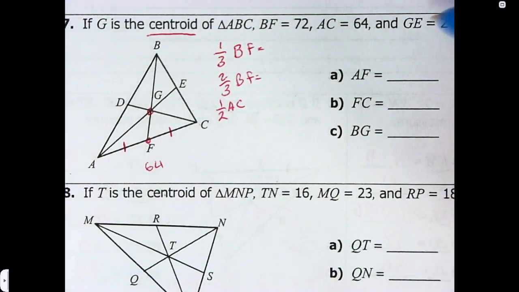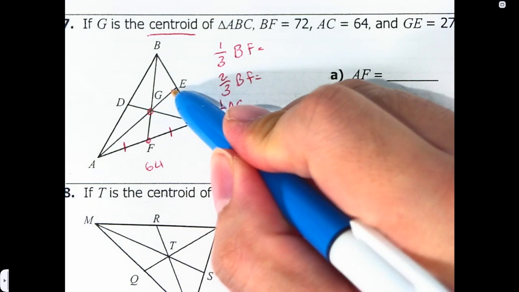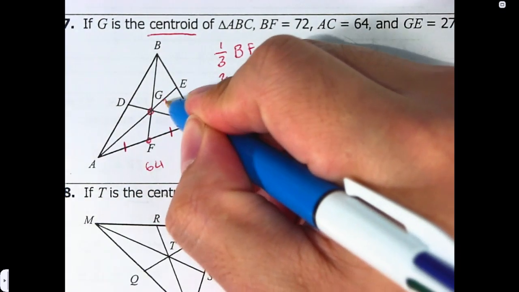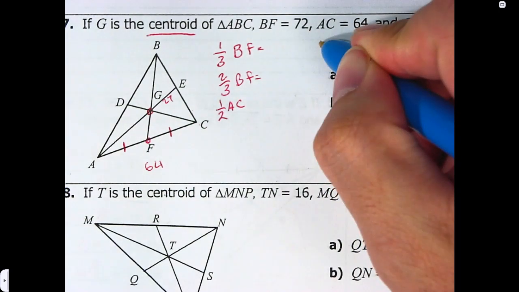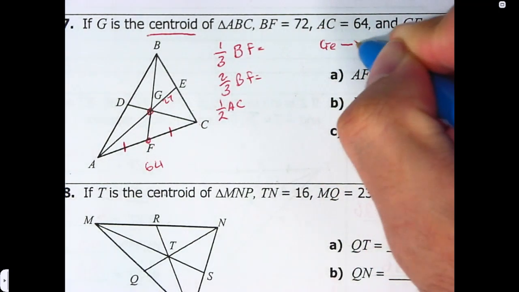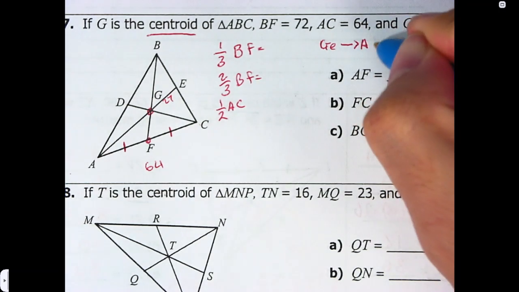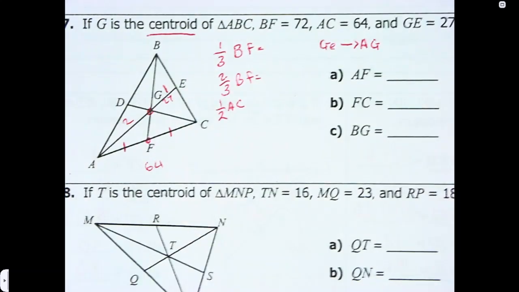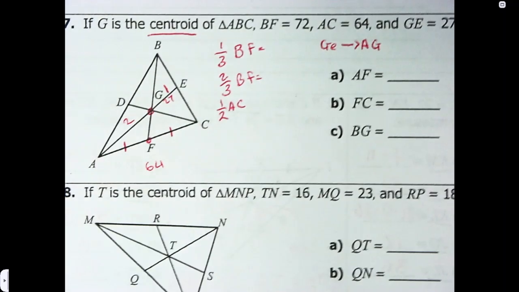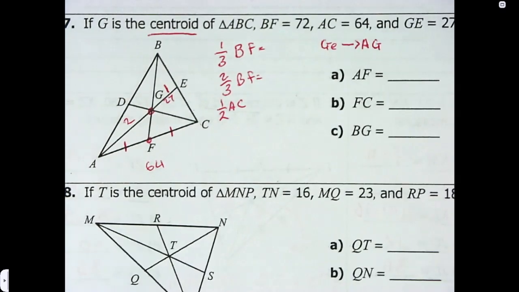And GE. GE is this little segment. So this is 27. And if GE is 27, we can use GE to find AG. As you know, if GE is 1, AG will be twice of that, doubling it up. So if GE is 27, AG will be 27 times 2. So that will give you a chance to find AG.